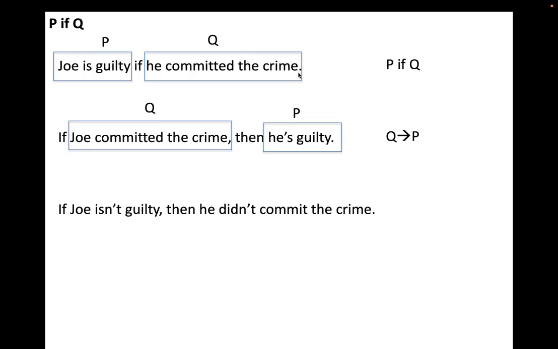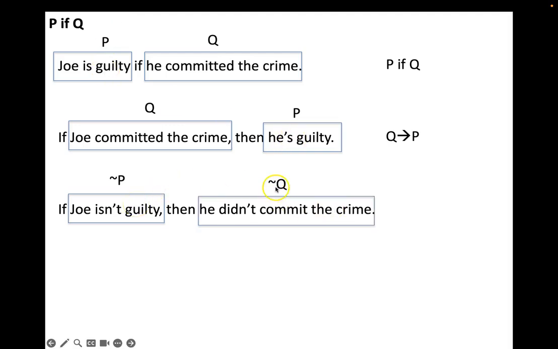Remember contraposition. If Joe isn't guilty, then he didn't commit the crime. So that's not P, because remember P is guilty. So not P is not guilty. And didn't commit the crime is not Q, because committed the crime is Q. So that gets not P, then not Q. So P if Q, Q arrow P, and not P arrow not Q all say the same thing.